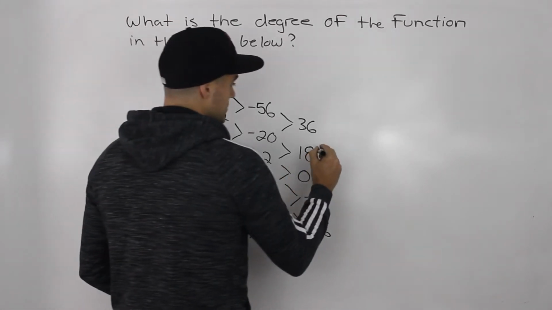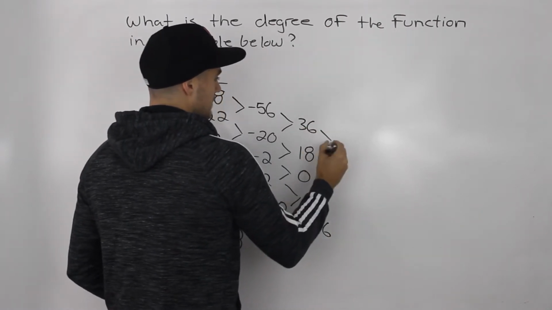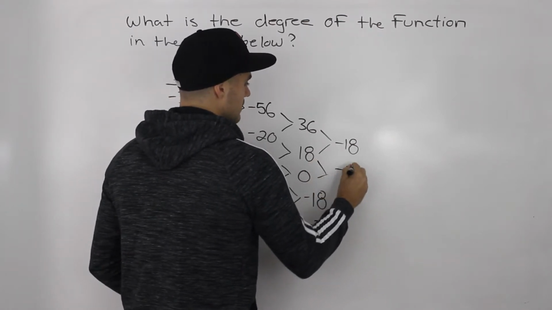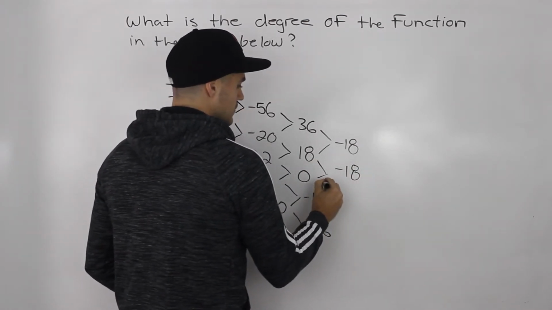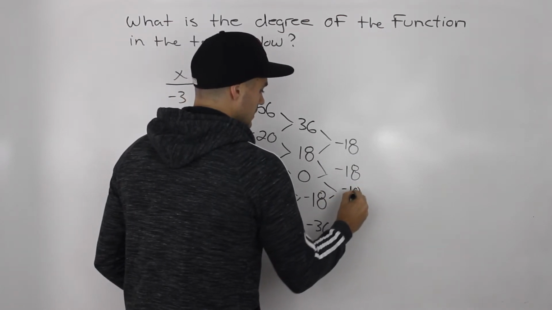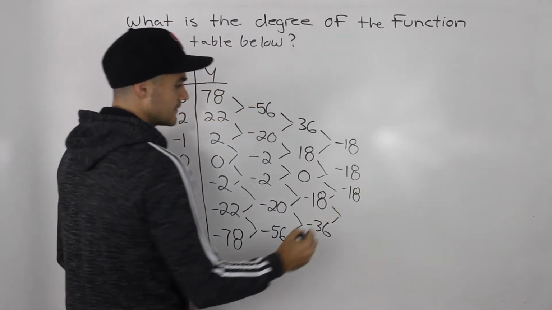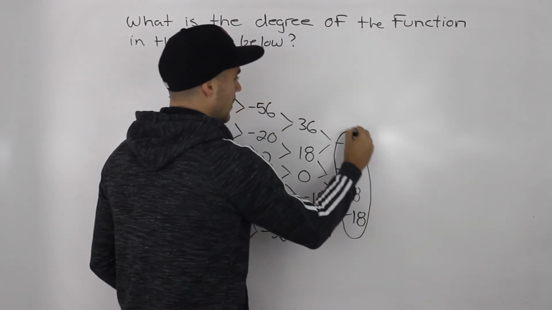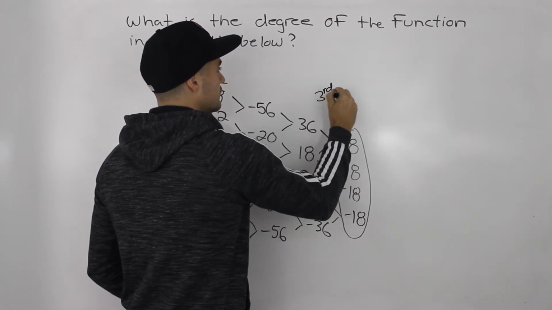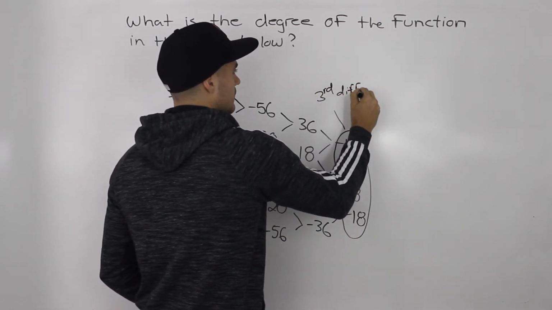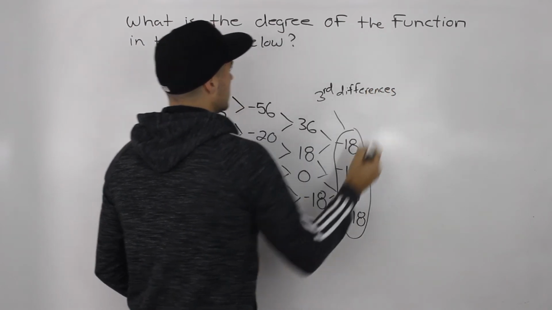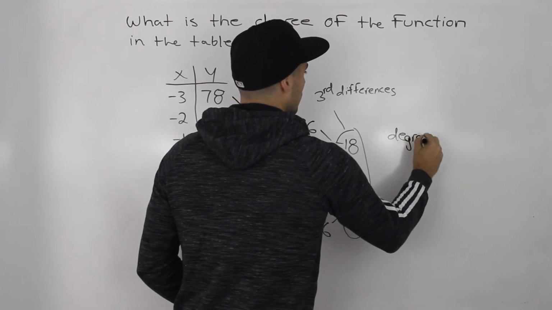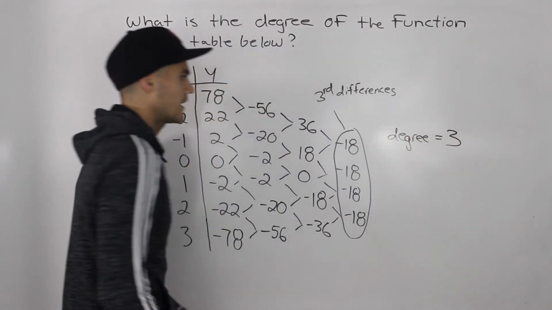Let's find the third differences. So 18 minus 36 gives us negative 18. 0 minus 18 gives us negative 18. Negative 18 minus 0 gives us negative 18. And then negative 36 minus negative 18 gives us negative 18 again. So notice how the third differences are constant. So this function has a degree of 3. And that is your final answer.